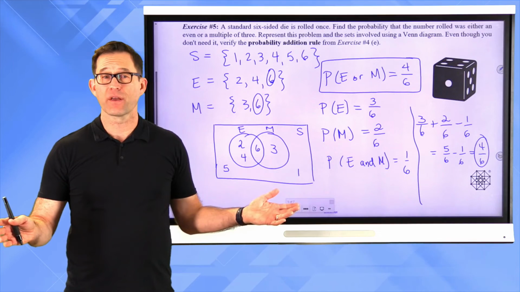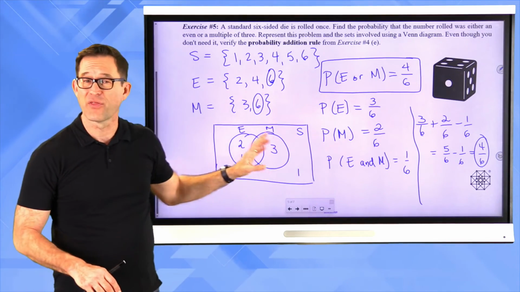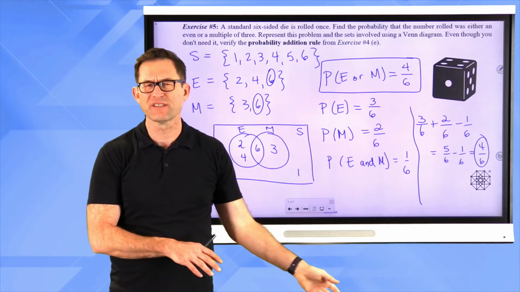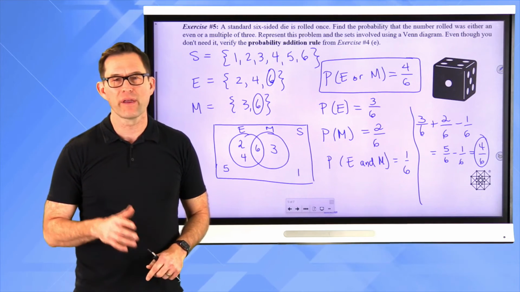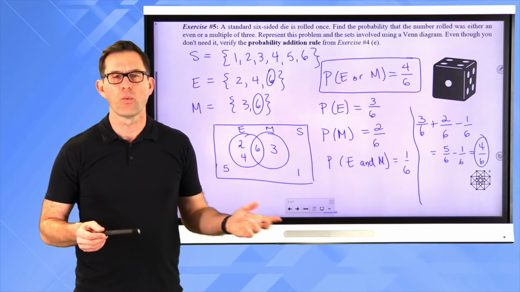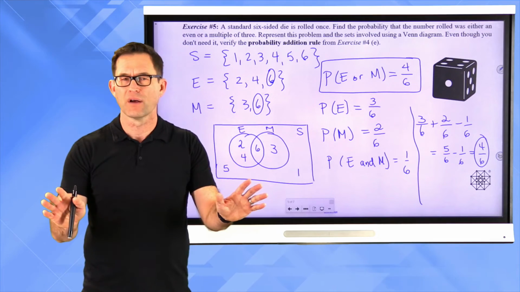Now again, if you're the kind of person that says, I'd never do it this way, I would just think about it. Okay, I got 2, 4, 6, that's one category. I got 3 and 6, that's the other category. 4 total numbers fall into one or the other, right? Their union, great, 4/6, awesome.